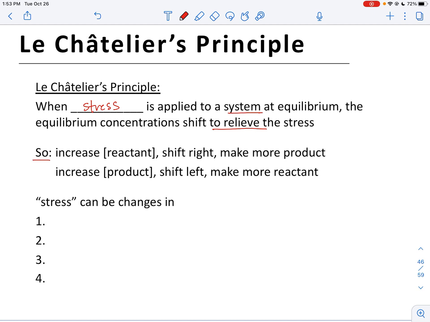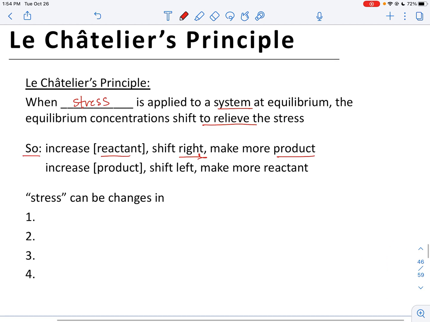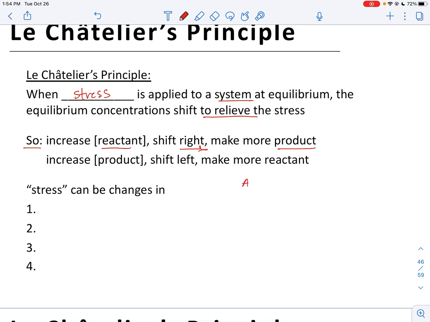Here's our first example. So if we were to increase the concentration of a reactant, what that would cause in any chemical reaction is a shift to the right, okay, towards products to make more product. And if we increase the concentration of a product, let me actually write this out. If we have something like A plus B making C plus D, A and B are your reactants, C and D are your products.